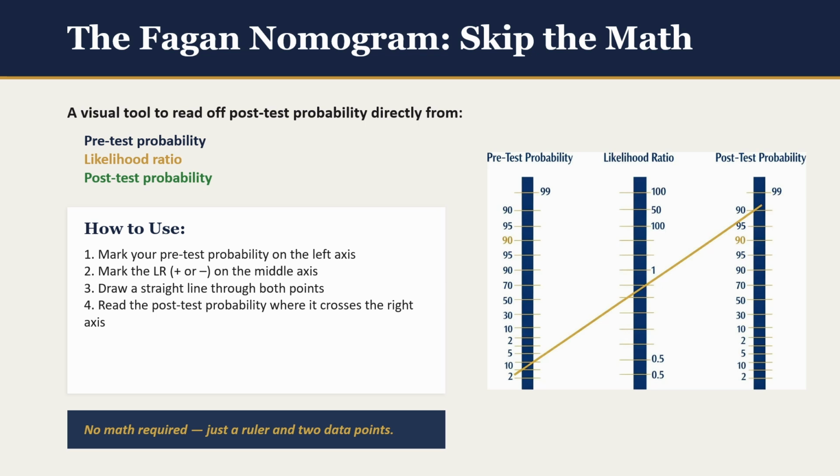You won't always have time to do the full odds calculation, but if you have an LR and a pretest probability, you can sketch a nomogram quickly or use a printed version to get an approximate post-test probability in under 30 seconds. For the ACVPM exam, knowing how to use it conceptually, even if you don't have a physical copy, demonstrates the kind of applied reasoning the exam rewards.